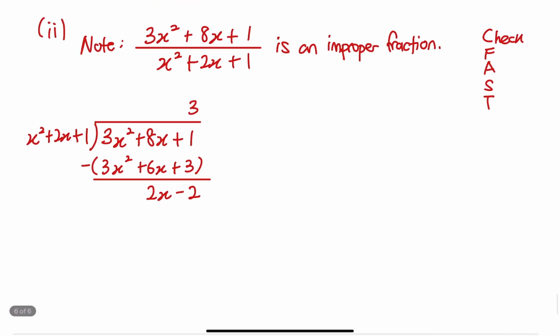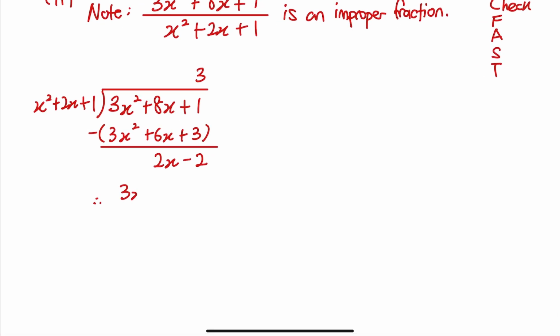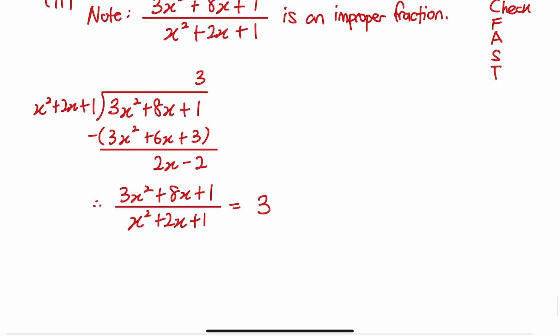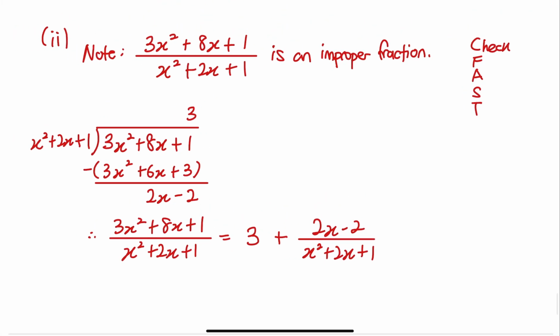Therefore I can rewrite this. 3x squared plus 8x plus 1 over x squared plus 2x plus 1 can be rewritten as the quotient 3 plus the remainder 2x minus 2 over the divisor x squared plus 2x plus 1. Then check proper fraction, done.